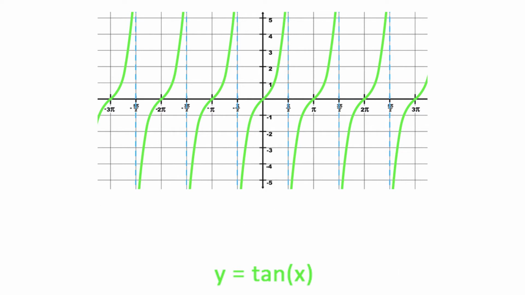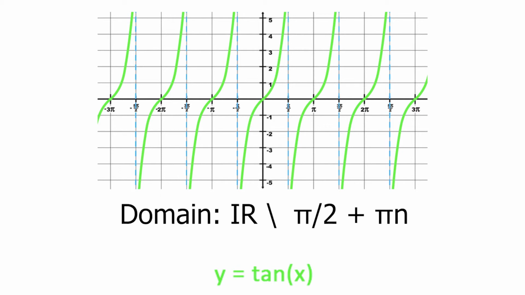Because of the asymptotes, our domain will be a little funky. Your domain for tangent functions will be all real numbers except for the asymptotes. So, for the parent, all real numbers except for pi over 2 plus pi n. The range, as you might have guessed, is just going to be -infinity to +infinity. This means that tangent functions don't have an amplitude.